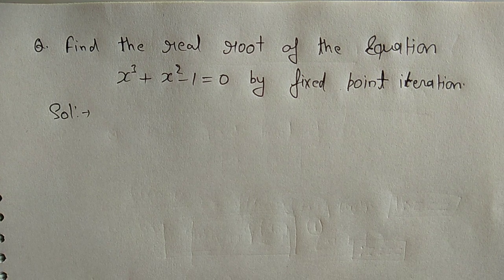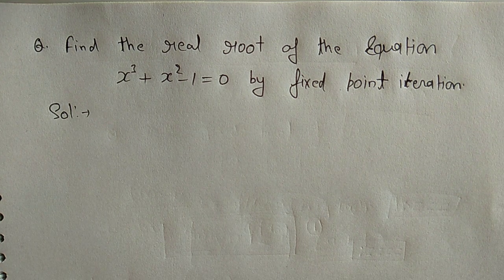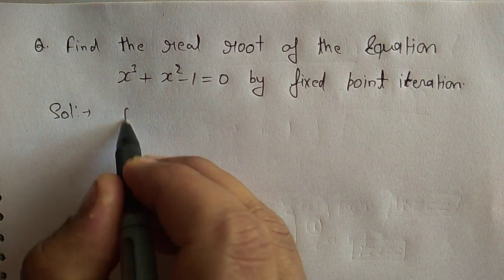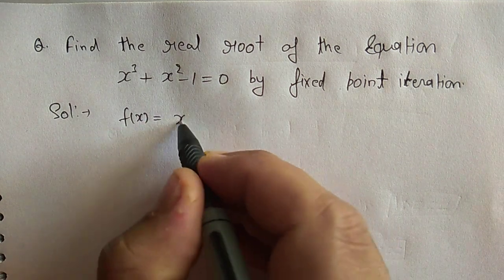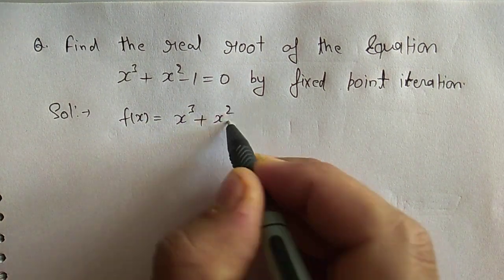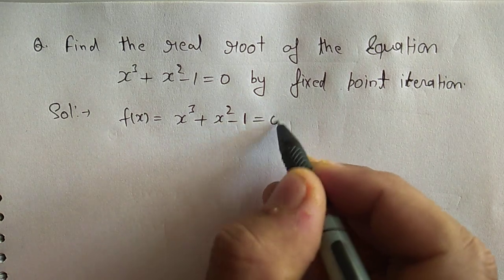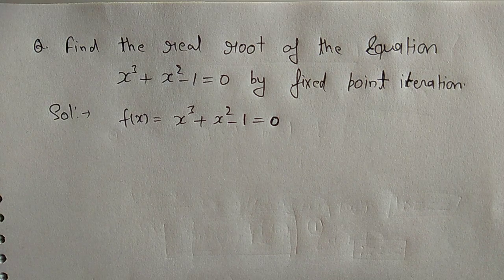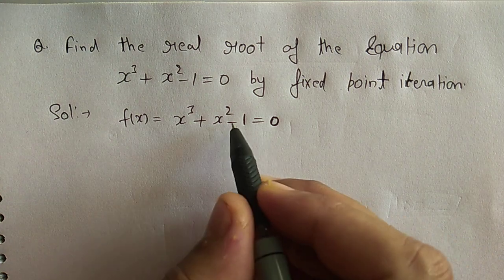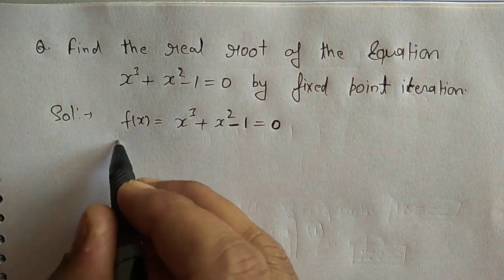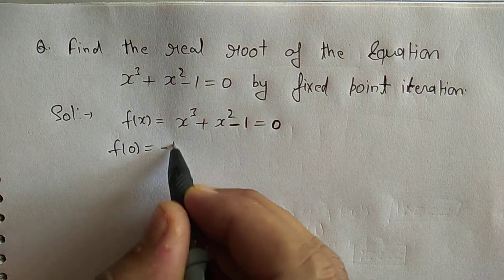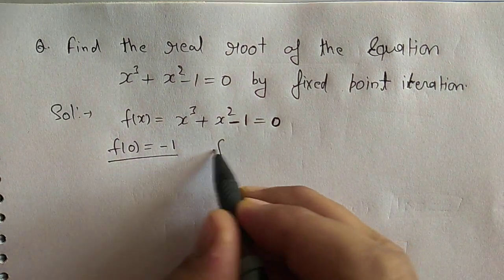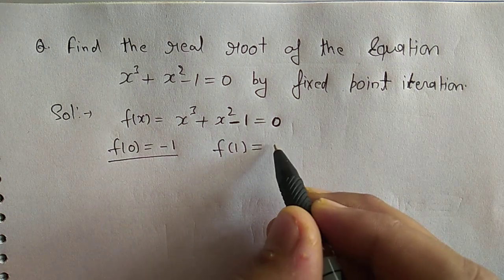The question is: find the real root of the equation x cube plus x square minus 1 by fixed point iteration. So the given equation is f of x equal to x cube plus x square minus 1 equal to 0. Now here the interval is not given. Sometimes in the question the interval will be given, but here it is not. So we'll just try to find where the root is. If you put f of 0, we get minus 1, negative, and if you put f of 1, we get 1, positive.